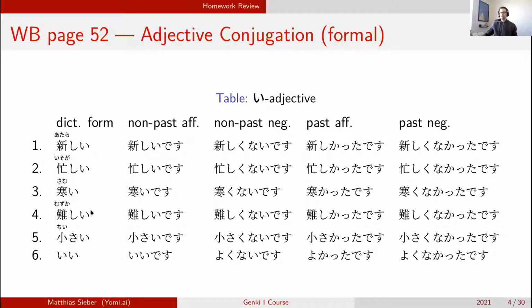Muzukashi. What is muzukashi? Isn't that entertaining or interesting? Interesting, no. Entertaining is omoshiroi, right? But this kanji kind of looks difficult. Oh, that means difficult. Yeah, exactly. Muzukashi is right. Difficult. So muzukashi, muzukashi desu, muzukashi kunai desu, muzukashi katta desu, muzukashi kunakatta desu.